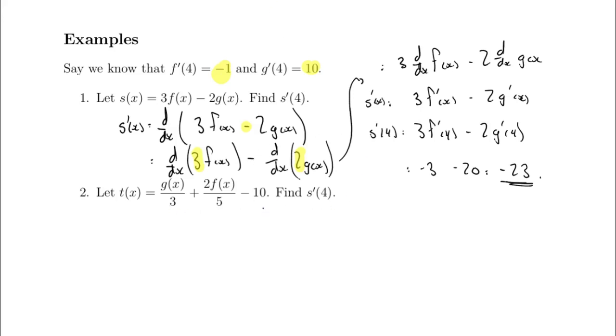All right, go ahead and pause the video and see if you can recreate this kind of thing on this second example. We, again, are going to find t prime of 4, sorry, I said s prime, but this is supposed to be t prime of 4. But we have a different function here, right? Different combinations of f and g. So see if we can differentiate this t function by using our derivative rules for f and g and combinations of those things. Pause the video and we'll see what we get.